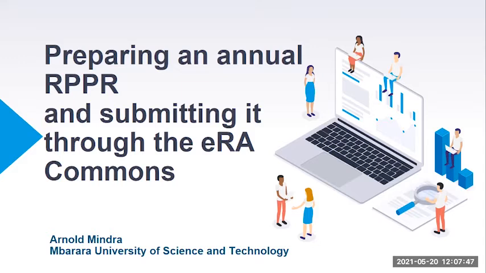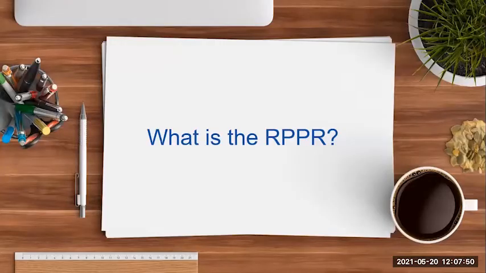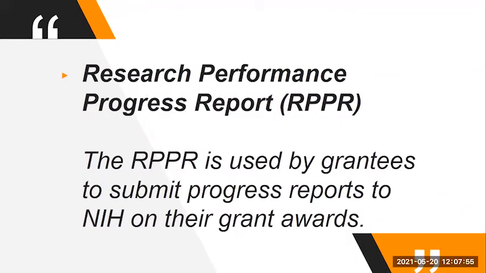So the first question is, what is this thing called the RPPR? Like I said earlier, the Americans like using short forms. RPPR in full is Research Performance Progress Report, and it's a tool used by grantees to submit progress reports to the NIH on their grant awards. So you have gotten the money, you're carrying out the activities, but at the end of the day, you will have to report. How frequently you report depends on the type of grant that you have.